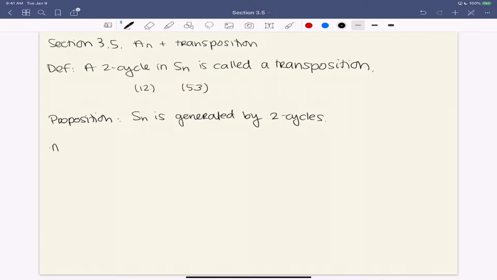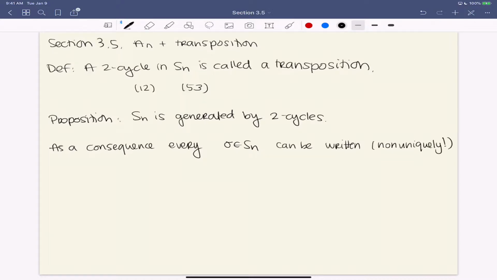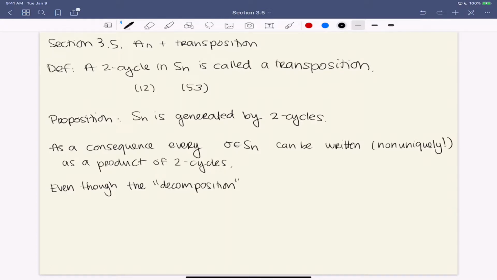And so as a consequence, every permutation sigma in S_n can be written, not uniquely, as a product of two cycles, because S_n is generated by the two cycles, even though the decomposition or factorization into two cycles is not unique. So like I said, there's many different ways.